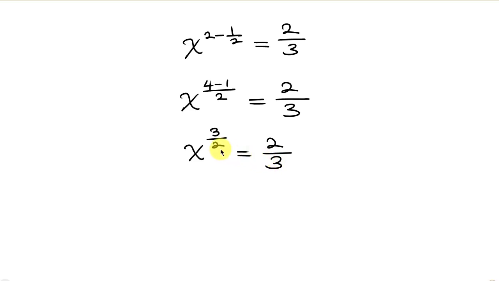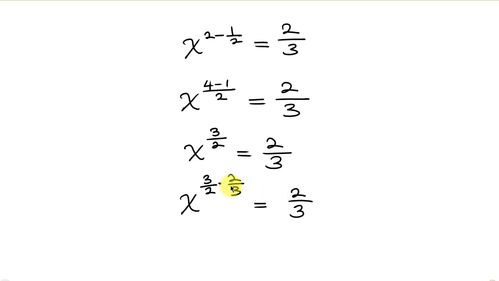Now remember that we're looking for the value of x. Now in order to get the value of x, I'll take note of the exponent. I'll be multiplying the exponent by the inverse. The inverse of 3 over 2 is 2 over 3. So this is x, and the exponent is 3 over 2. I'll multiply the exponent by its inverse, which is 2 over 3. This is equal to, on the right hand side, we have 2 over 3.